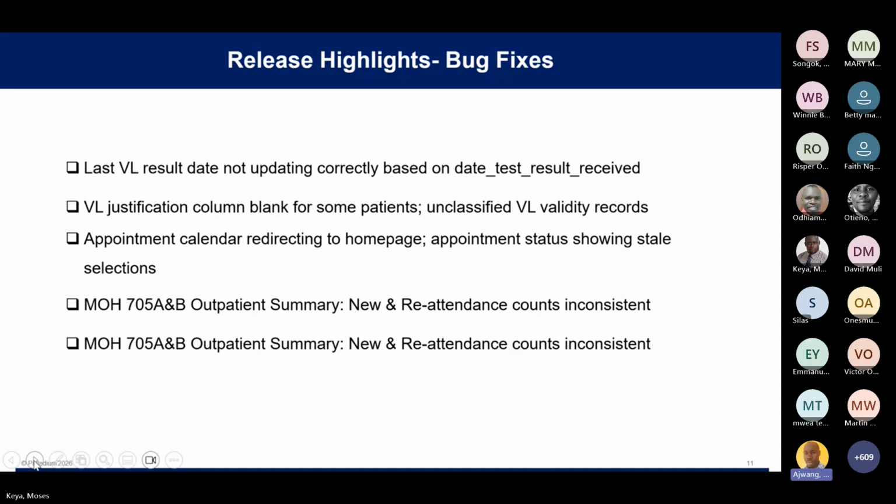The VL justification column previously was pulling blank. So now this is being validly classified. Appointment calendar was redirecting to the homepage. Now it will actually take you to the correct list of people who are coming for appointment on the selected date. And then the MOH 705A and B outpatient summary.